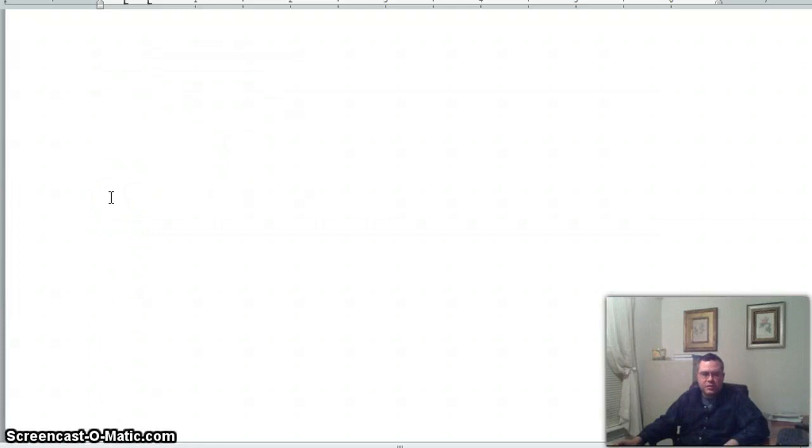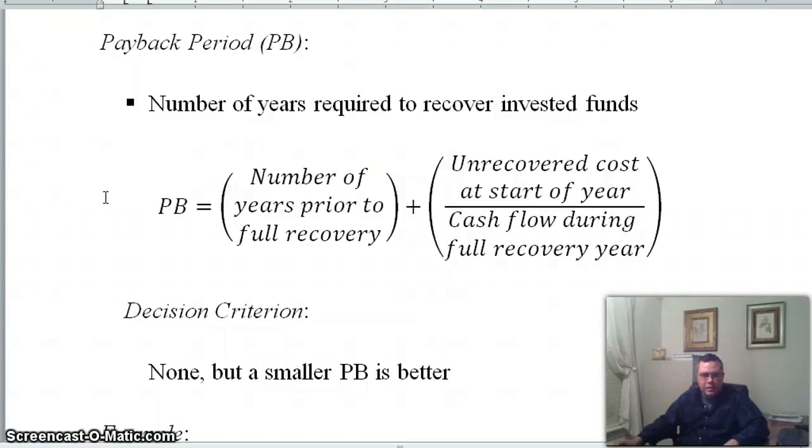All right, our last decision criterion is payback period. It's got a real fancy looking formula here, but it's a pretty simple concept, which is how long is it going to take until you get your money back? It's easy to figure out between 2 years. So for example, let's go do that real quick.